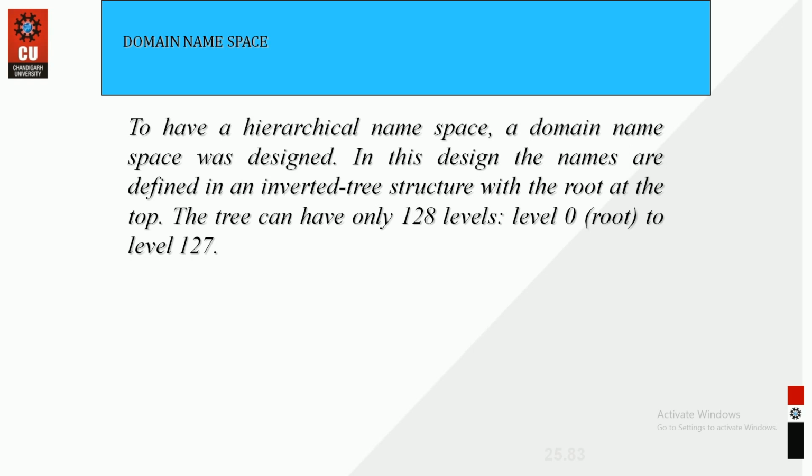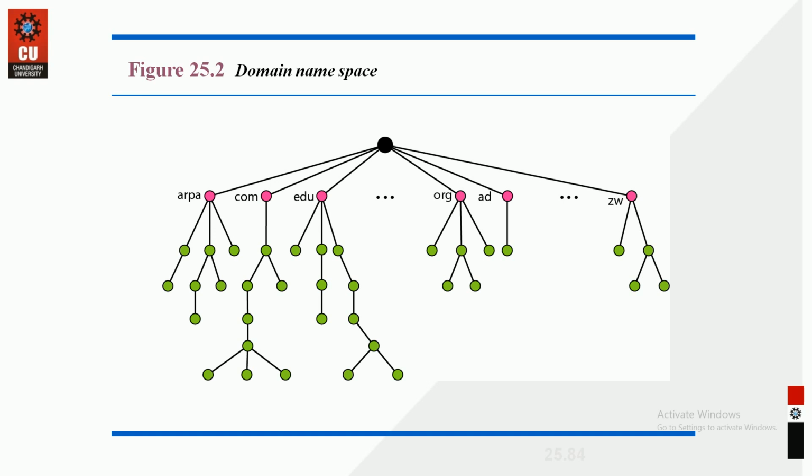Now to have a hierarchical namespace, a domain name was designated. A tree can only have 128 levels, root to level 127. Let's say this is my root, ARPA, com, edu, org, and so on. These are the various organizations. Normally these are the famous organizations. .com is used, edu is for educational purposes, org is, I think, for non-profit organizations. So these are the various domain names, right?